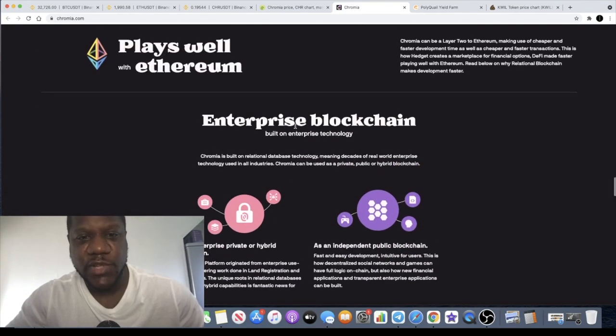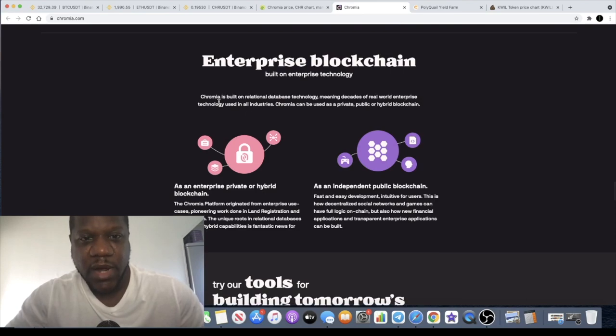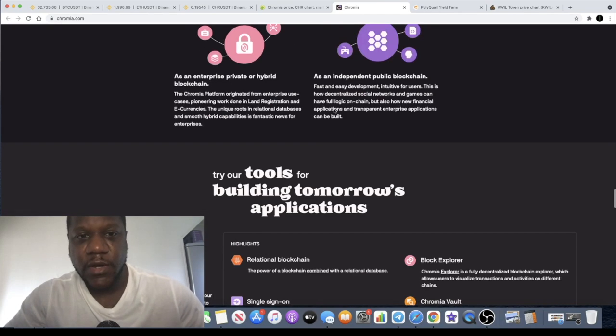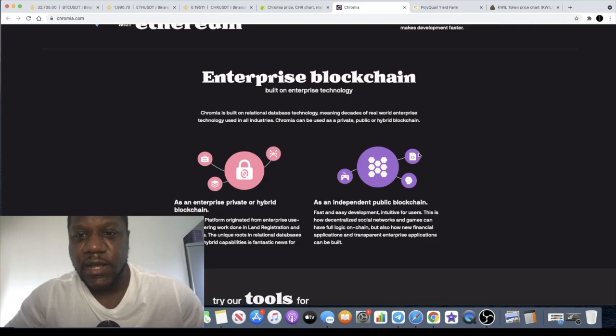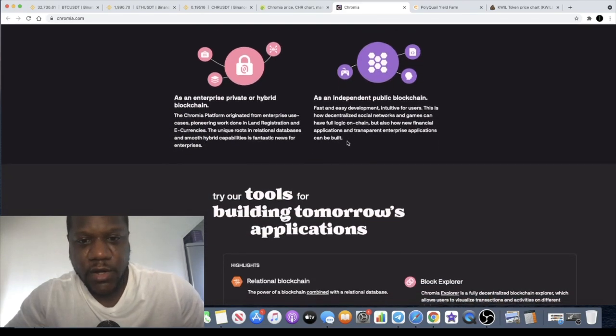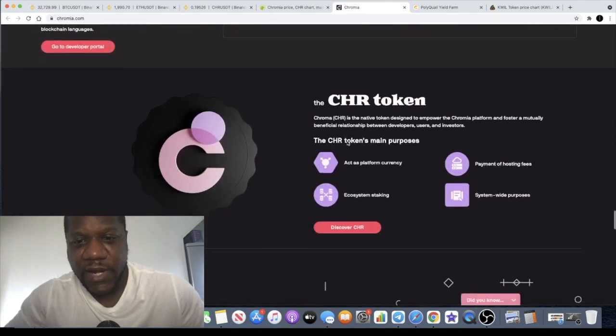Okay, it reminds me of a project that I can't remember what the project is called, okay? But Chromia is built on relational database technology, meaning decades of real-world enterprise technology used in all industries. Chromia can be used as private, public, or hybrid blockchain. So obviously, it's got that privacy aspect of it, which makes it bullish, okay? Public, which makes it regulatory-friendly, potentially, in the future, and a hybrid blockchain, okay, guys? So I think that this is definitely a bullish token.